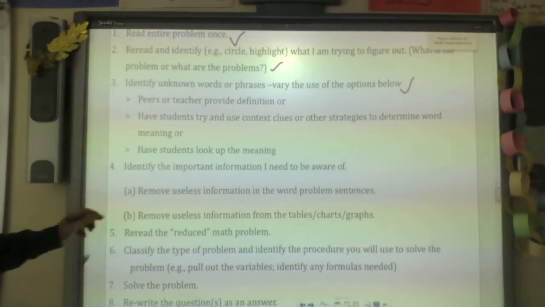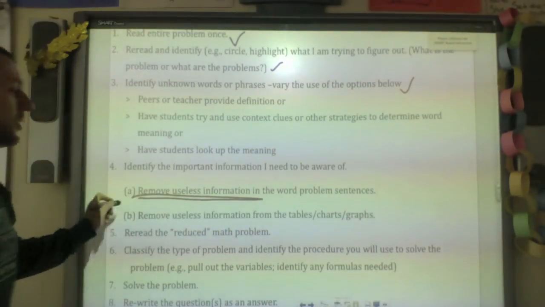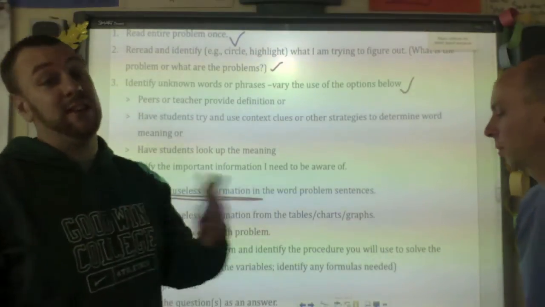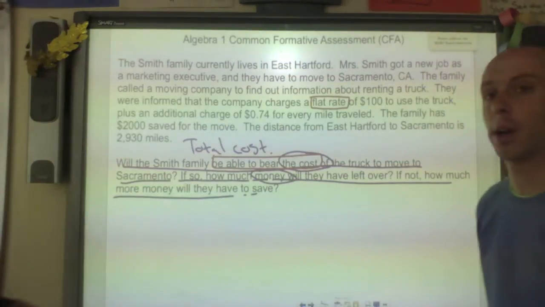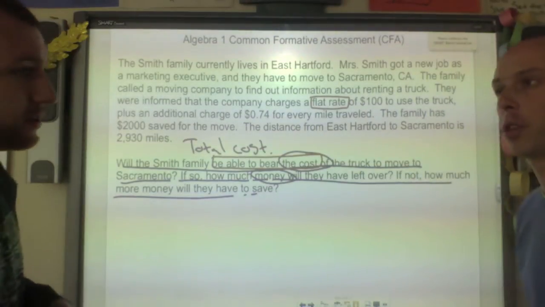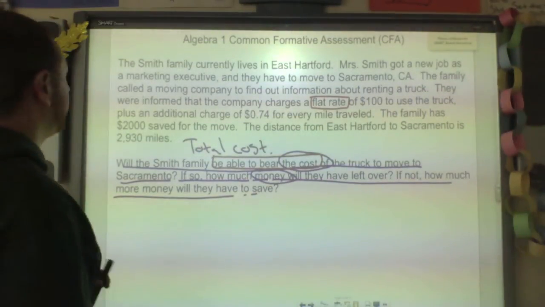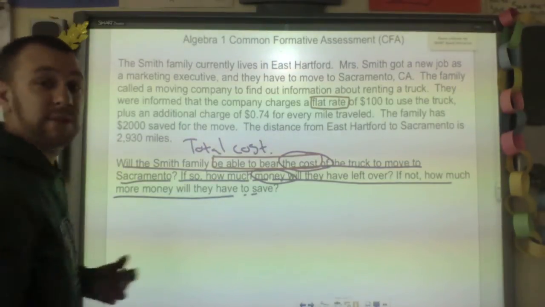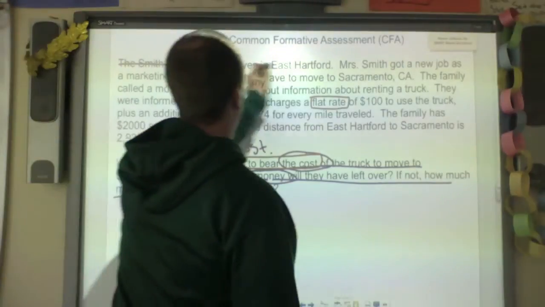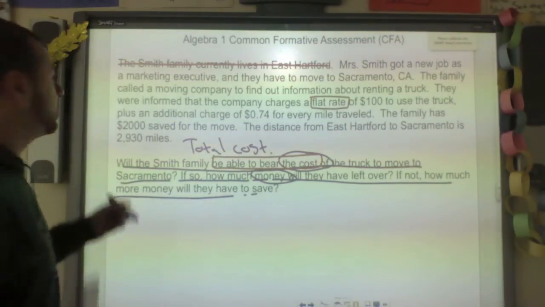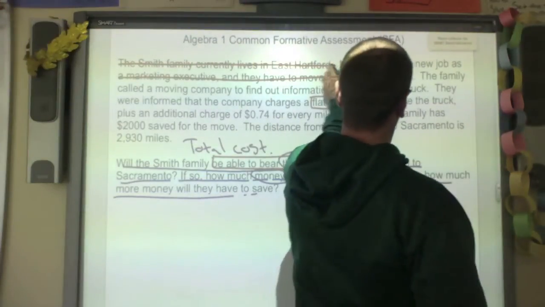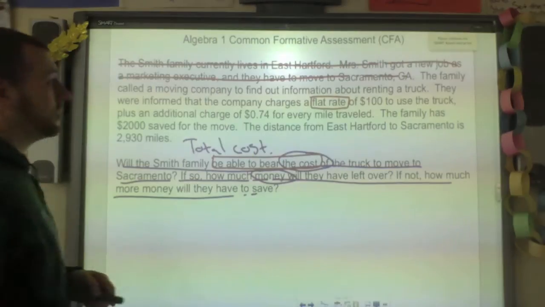And the big key to this is to remove the useless information. We're going to cross it out. I don't care anymore. All right. So as we go through this, how about I'll read, and Mr. Parsons, you can start crossing off. So the Smith family currently lives in East Hartford. Not important. It doesn't matter where they live or their names. Got a new job. Doesn't matter what they got a job for. They're moving to Sacramento.